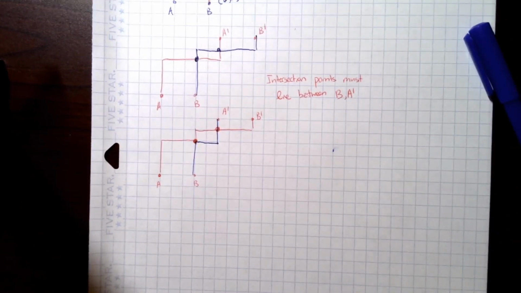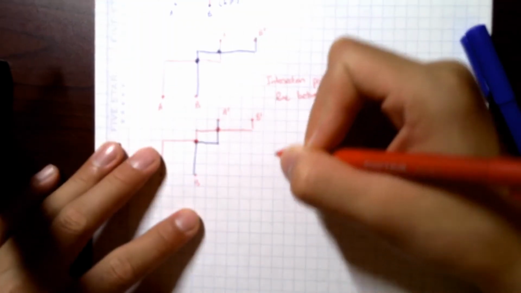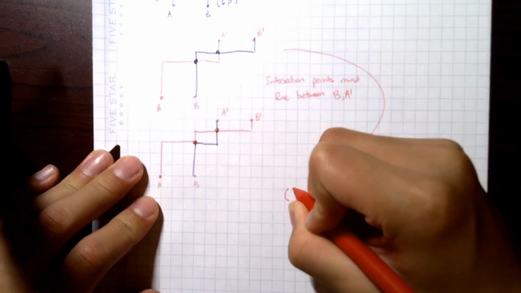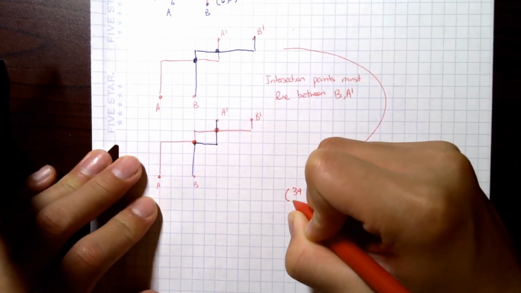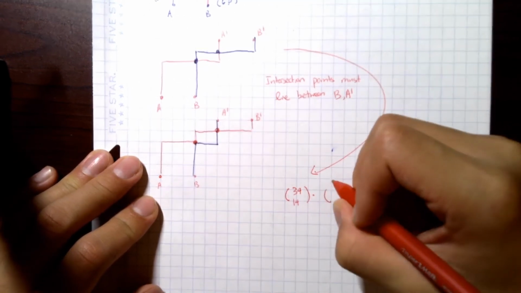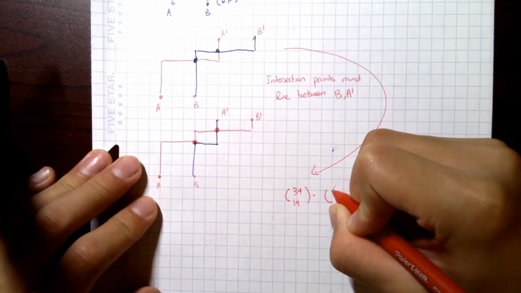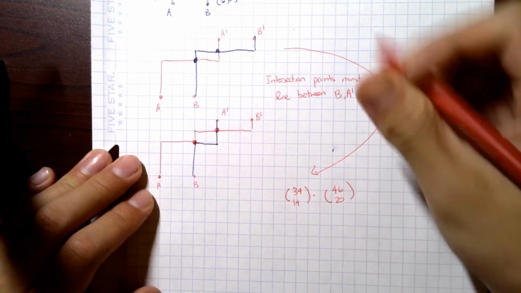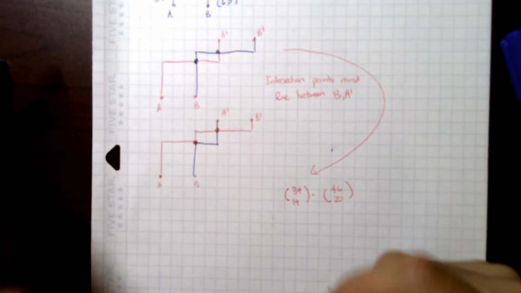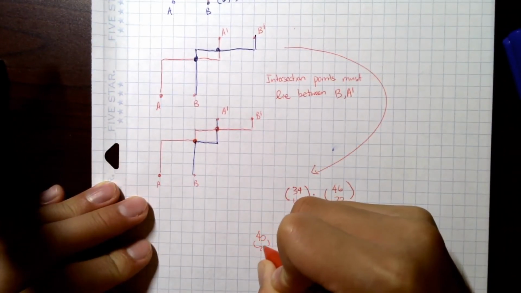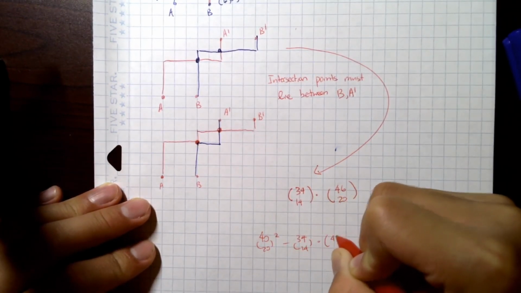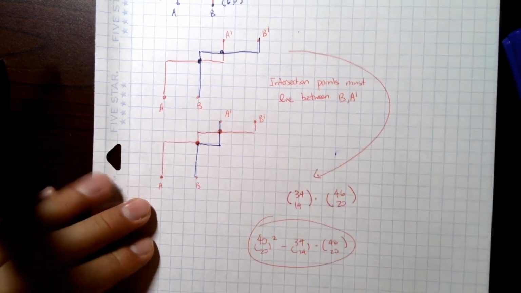Now, that count is going to be 34 choose 14 times 46 choose 20, because B to A' is 34 choose 14, and A to B' is 46 choose 20. So the final answer is going to be 40 choose 20 squared minus 34 choose 14 times 46 choose 20.